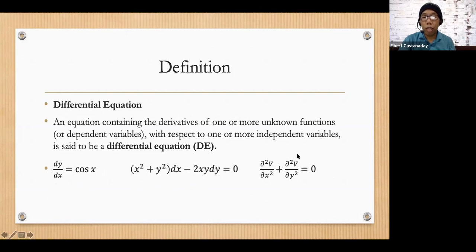And the last one is another example of a differential equation wherein you can see here partial derivatives. Okay, so these are partial derivatives. The unknown function here is v, and the independent variables here are x and y. Okay, so merong ordinary derivatives and merong partial derivatives.